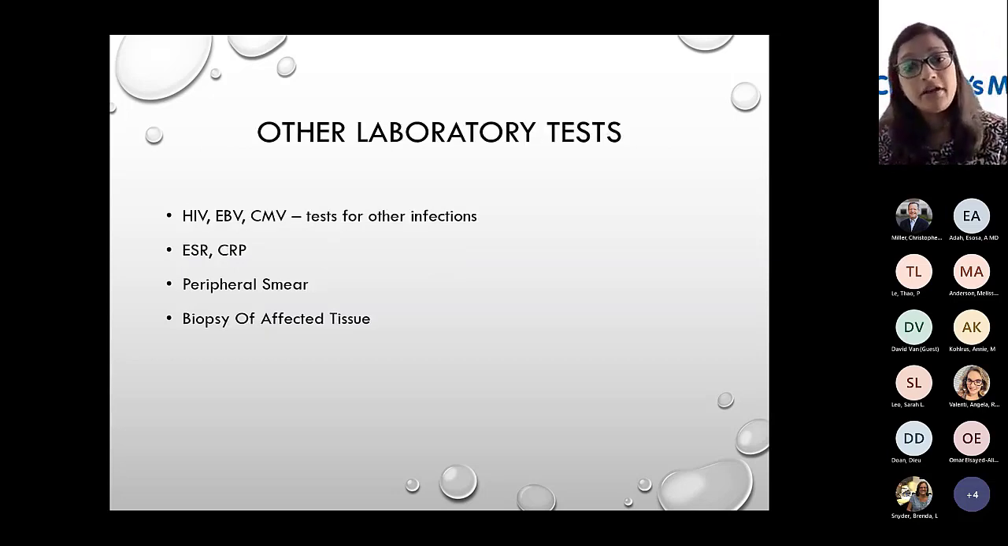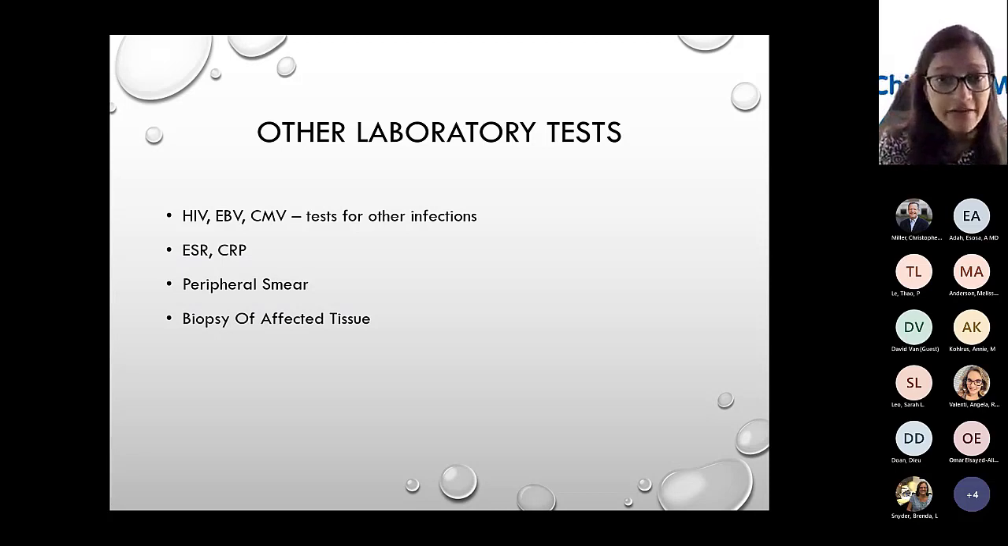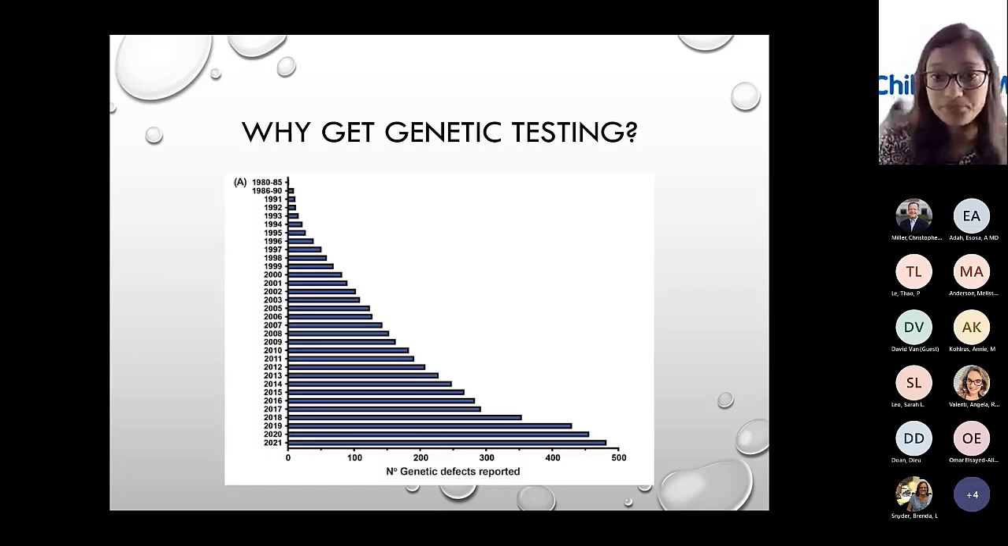Apart from these, there are other lab tests that you should be looking at when you are thinking of immune defects. So think of secondary immunodeficiency: look for viruses that can suppress the immune system, inflammatory markers, peripheral smear. Some of these tests are really underutilized. So think of these tests that can come in handy in your workup. And then biopsy of any affected tissue can be considered, and that might come in handy as well.